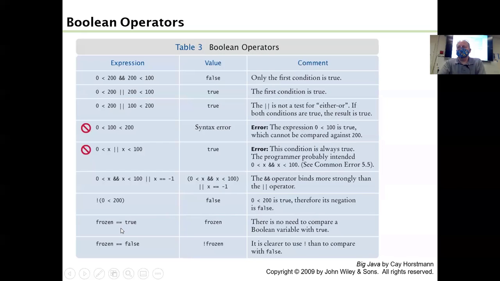Frozen equals true. Well, if frozen is a Boolean variable, you don't have to ask that question, right? Frozen is already either true or false, so you can use it directly. There's no need to compare a Boolean variable with true, because it's already true or false. So you can just say if frozen.